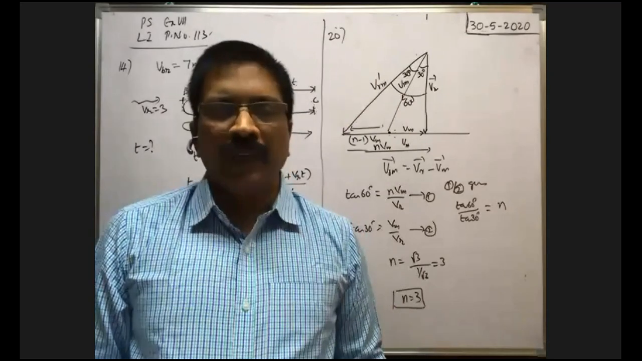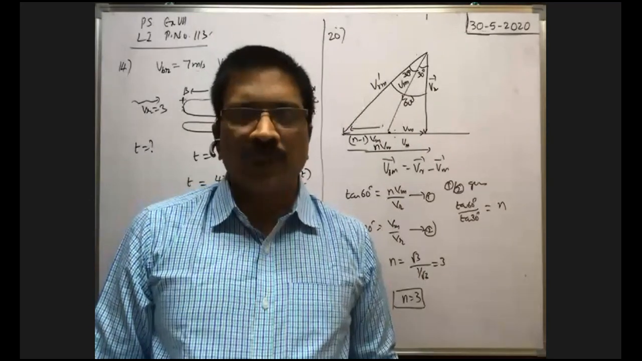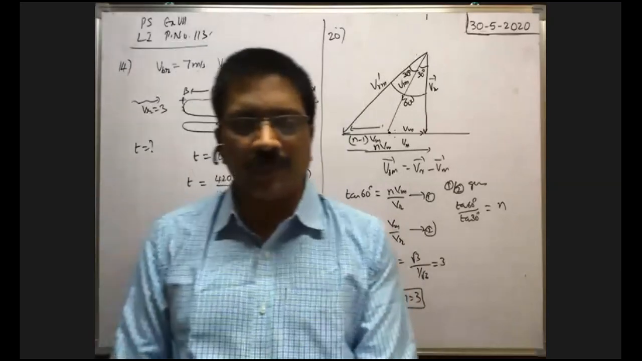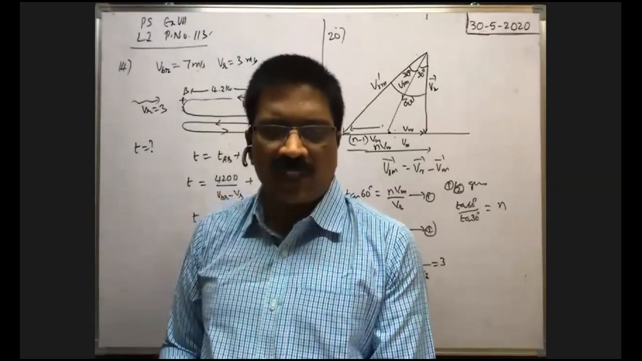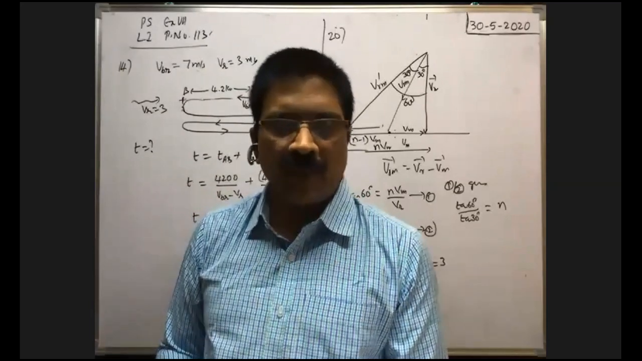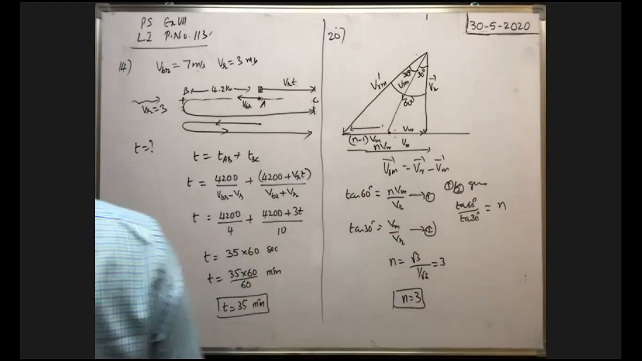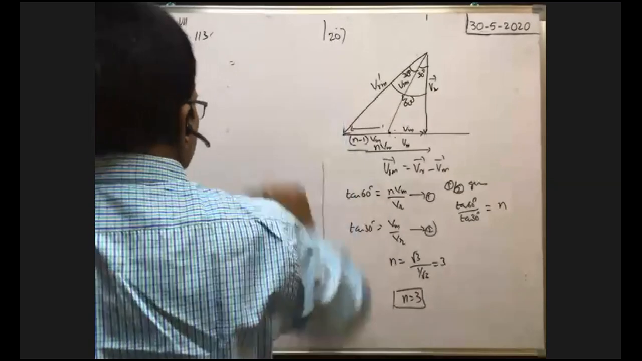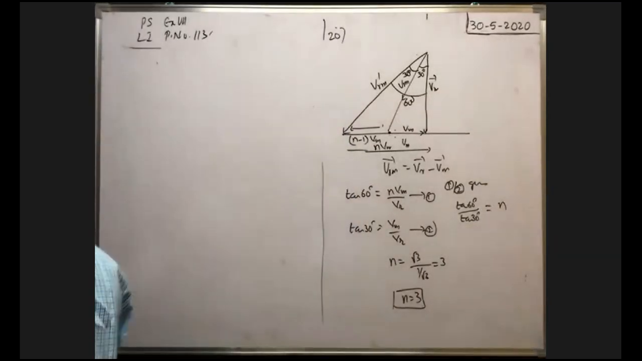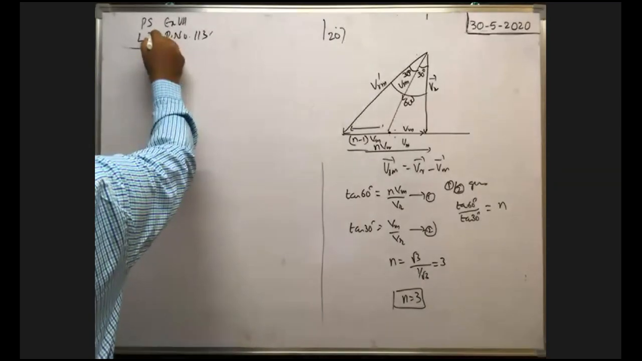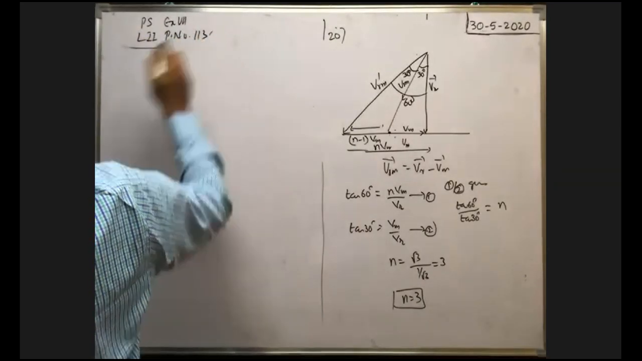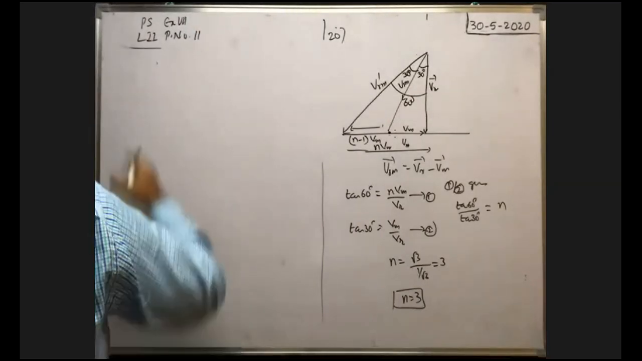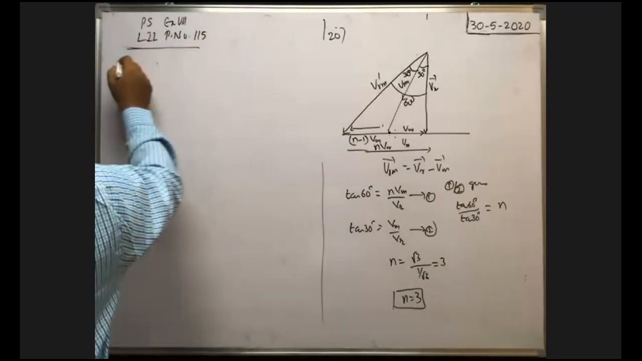Now we have to do the first problem in advanced. I will do the first problem because assignment problems are important ones. Level 2 advanced first problem I will do, and after that we will do the assignment problems. Important problems are there. Next in level 2, page number 115, problem number 1.